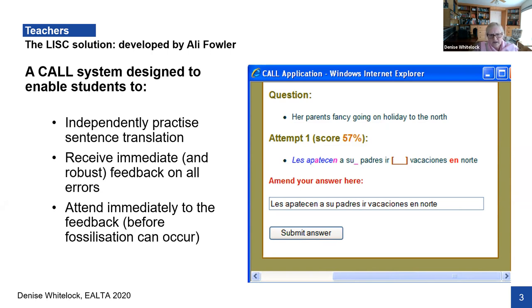And so they were able to give automatic, very quick feedback to the students. And as you all know, with language learning, if you don't attend immediately to the feedback, you can get fossilization of errors. And this is what they were really concerned about. So they gave the students two attempts to try through this assessment.